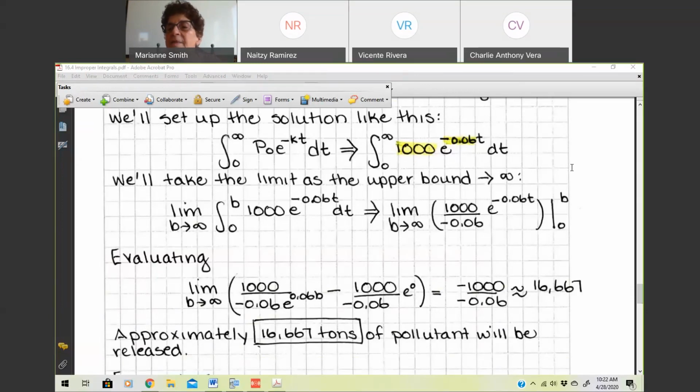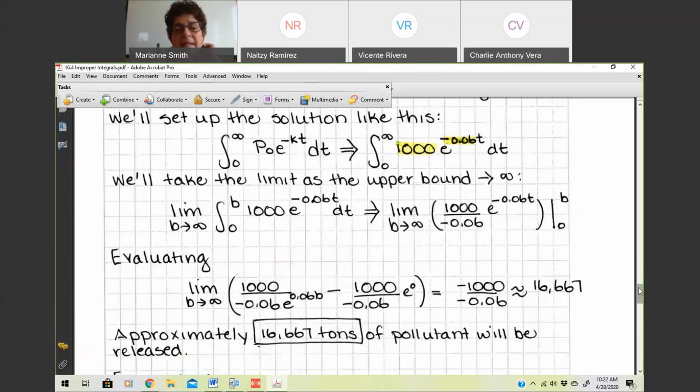Okay, with translating the problem? So you're understanding what you need to do. We started out with a rate. We were asked for a total. That means we have to integrate the rate. We plug in the given values into the function. And indefinite future means infinite upper bound. Okay. Everybody okay with this?